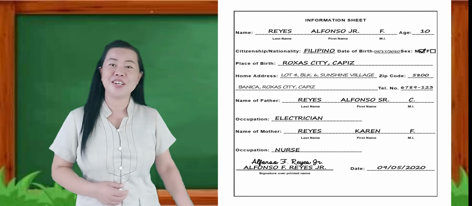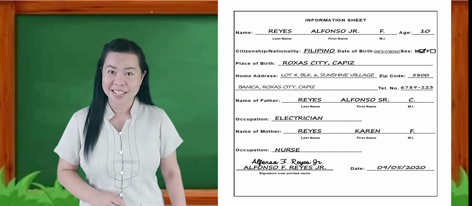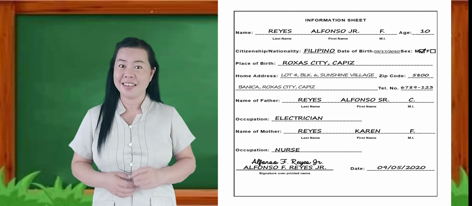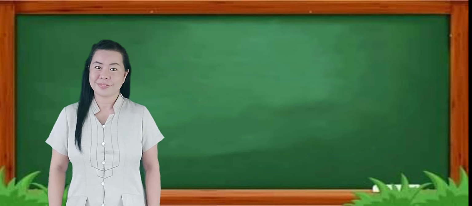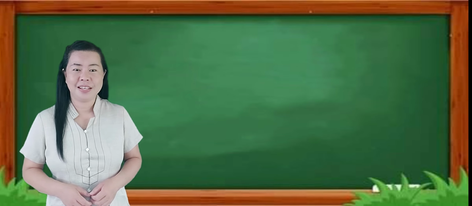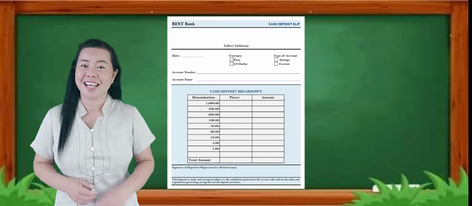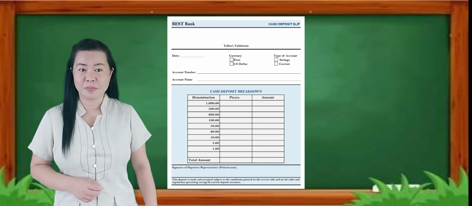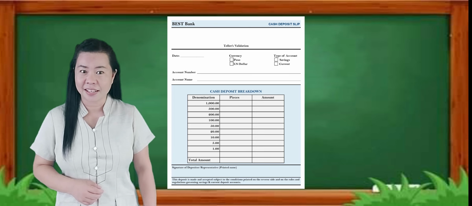And this is how an accomplished information sheet looks like. Neat, filled out correctly, and accurately. Now, let's have another kind of form. This one is called a deposit slip. This is used to show how much money one is putting in a bank account.